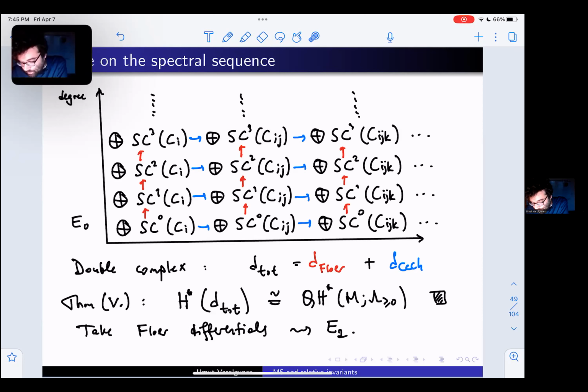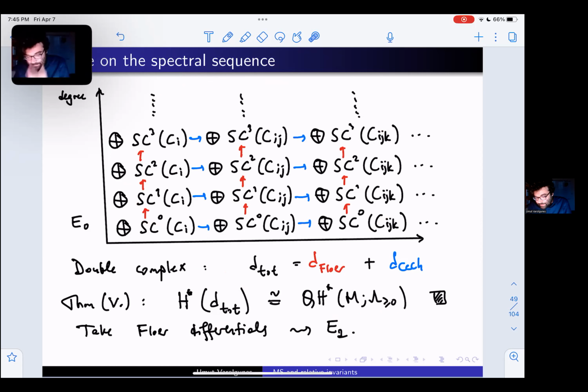It comes from a double complex. I have the relative symplectic cohomologies, chain level versions, of just the chambers, double intersections of the chambers, triple intersections of the chambers, and so on. Here I have chain level restriction maps, and here I have Floer differentials. This is a double complex if you set it up correctly, and the homology of the total complex is isomorphic to quantum cohomology. That's what I proved in my thesis.